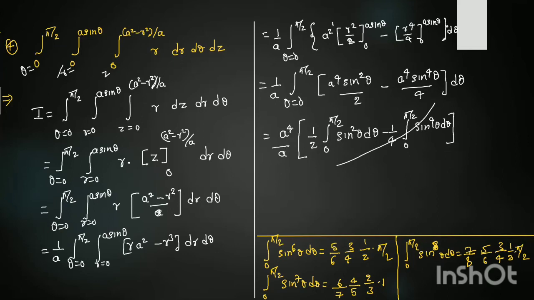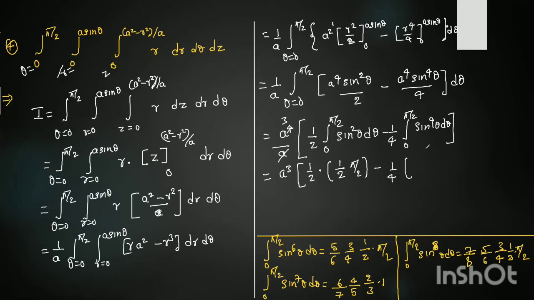So here 1 by a can cancel. A cube is remaining. And here 1/2 is remaining, into what is the answer for this? Sine square theta. Using the same form, 1, 5 by 2, pi by 2. Minus 1. So 1/4 keep it as it is.